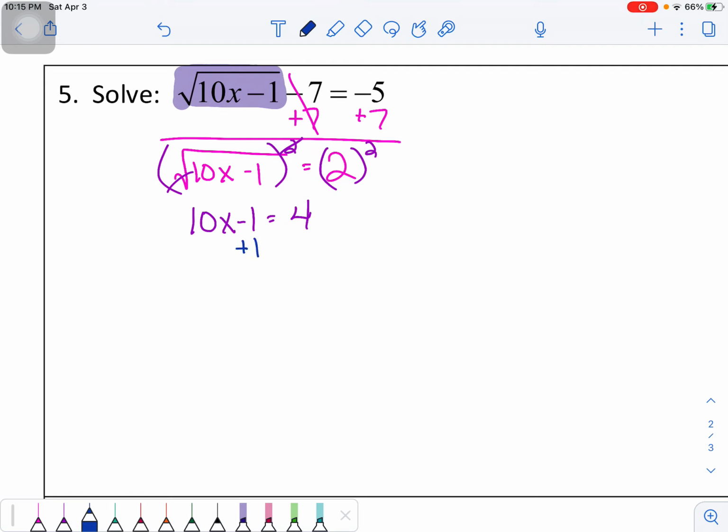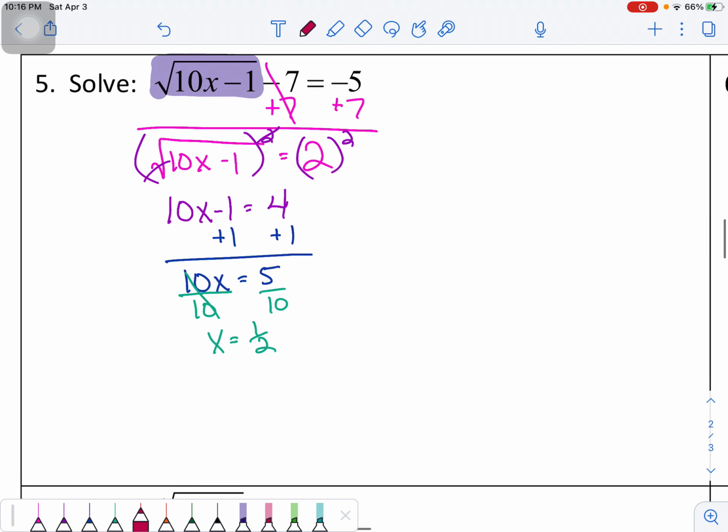I'm going to go ahead and add 1 to both sides because now I need to keep solving for x. So 10x is equal to 5. Last but not least, I'm going to divide both sides by 10. So x is equal to 1/2. I think. Maybe. I don't know. What I do know is that I need to check my work.